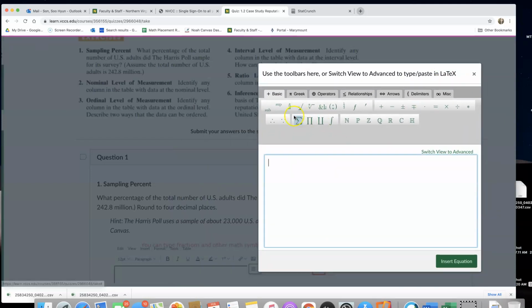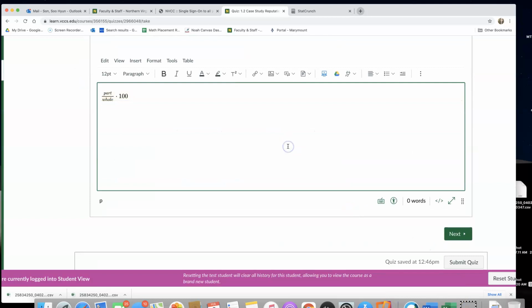So what's the fraction going to be? I'm going to need the sample size. How many people are there? Just real quick, what I'm doing is this. I'm doing part over whole, and I will multiply this by, where is the multiplying symbol? By 100. So that's what I'm going to do, but I will use the numbers to do that, okay?